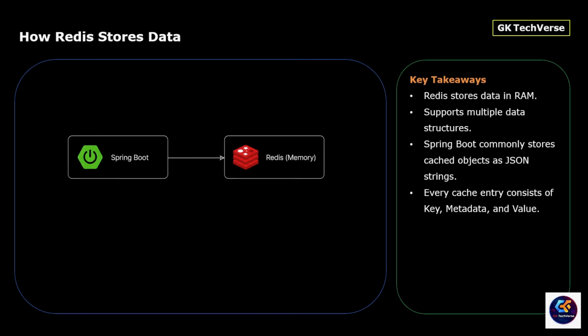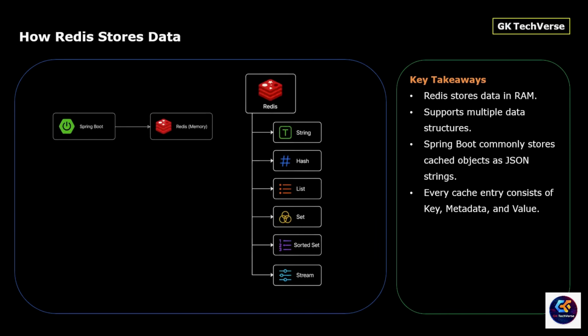But storing data in memory alone is not enough. Redis also stores data using specialized data structures. Instead of storing only rows and columns, Redis supports several different types of data structures, each designed for specific use cases. The most commonly used data structures are string, hash, list, set, sorted set, and stream.